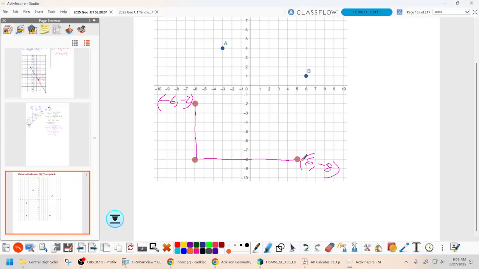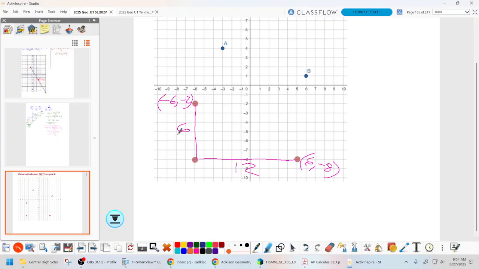The horizontal distance between these two. Yeah, we just go from negative 6 to positive 6, so that's 12. And then same thing vertically, we go from negative 2 to negative 8, so how far apart are those? 6. Those are 6, okay? Notice I'm not writing sign this time because I'm asking how far they are, not what direction.